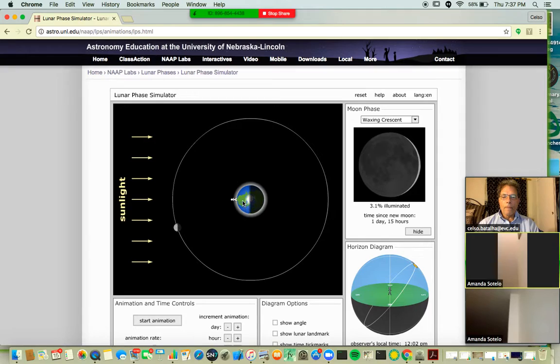Earth's rotation on its axis gives rise to day and night. Day and night is not because the sun has independent motion or the sun goes around Earth. Earth is the one rotating in space, like I'm indicating here.